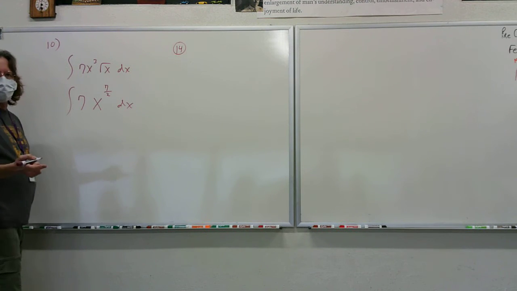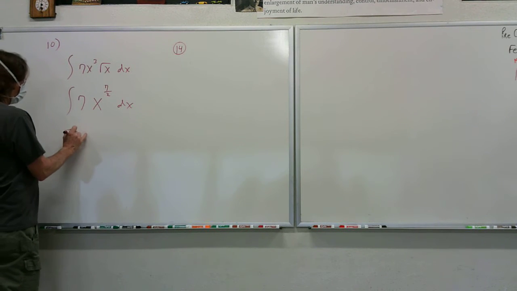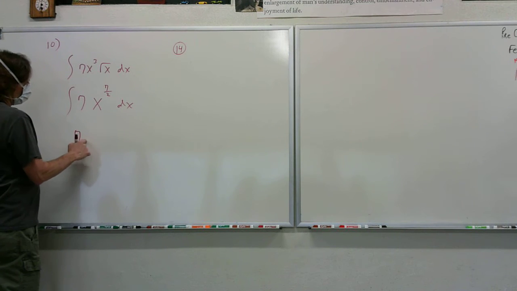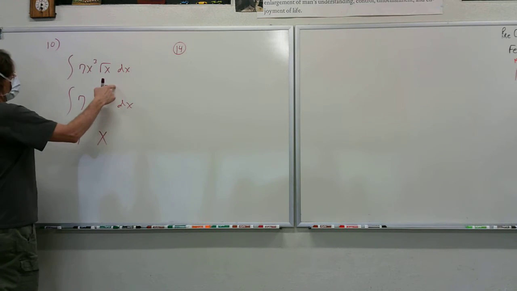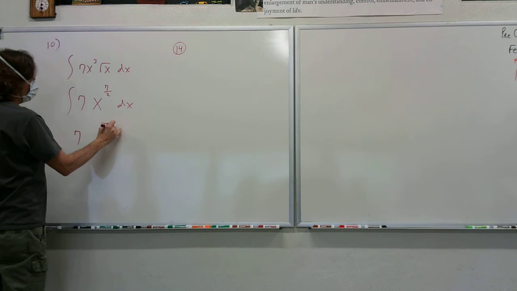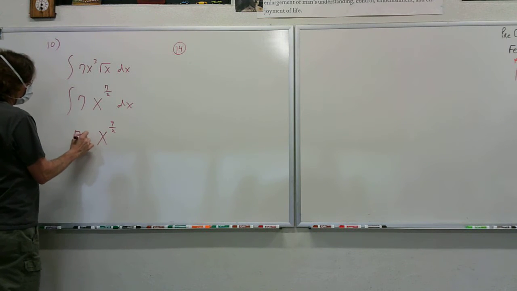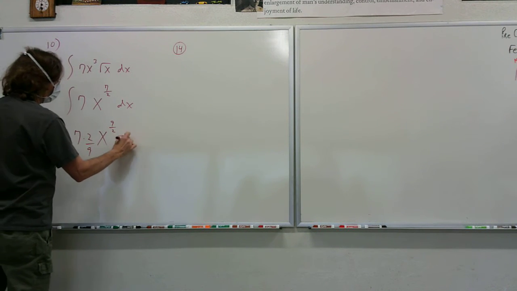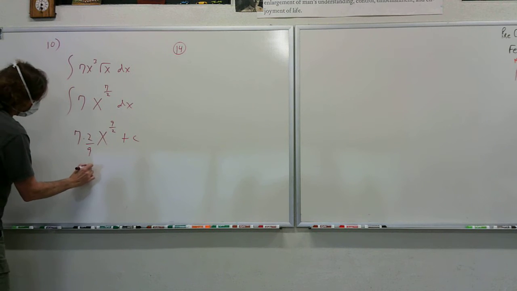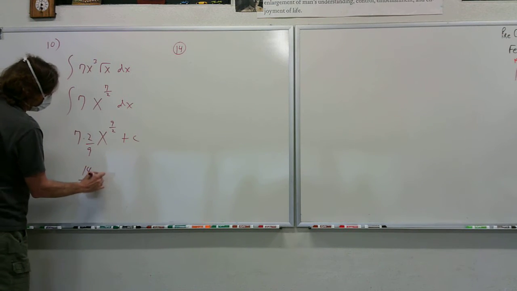Now, what I would do with this, if I was going to use the rules, I'd write my 7 down, skip a space, add 1 to that, which is 9 halves, and then put the reciprocal out front. And then you get 14 over 9, x to the 9 halves.